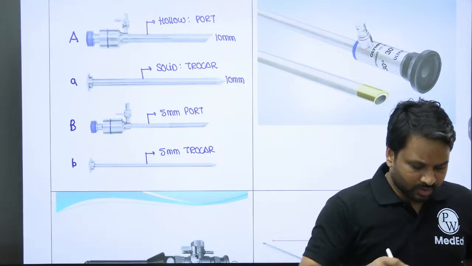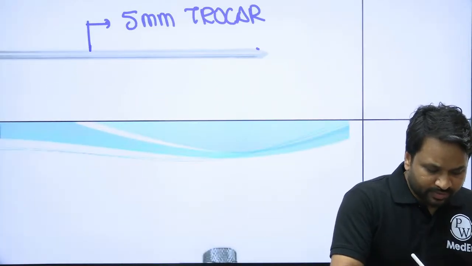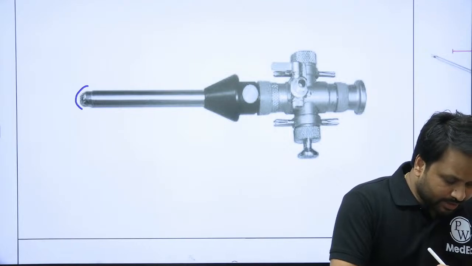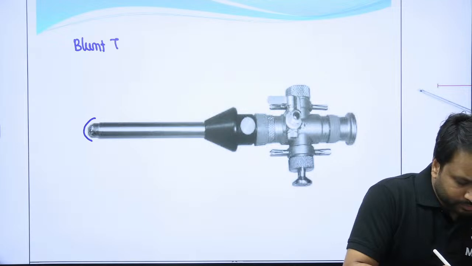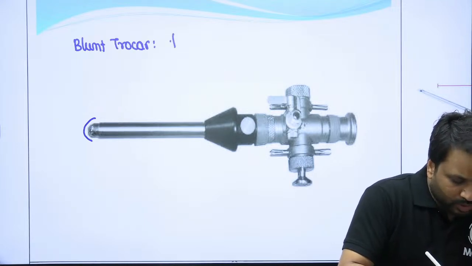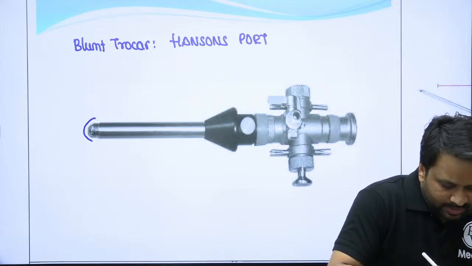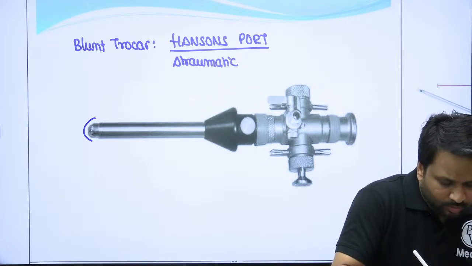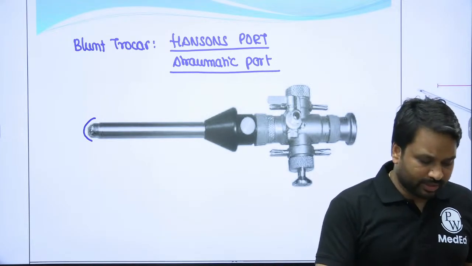Now this is the first image. The second one, you can see most of the trocars, whenever you see, you will have a very pointed end, right? They're always pointed and sharp. What if you have a blunt ended trocar? Now whenever you come across a blunted trocar, then it is what we call the Hansen's. Now Hansen's port is basically an atraumatic port. Hansen's port is an example of an atraumatic port.